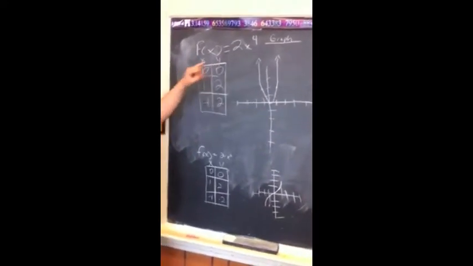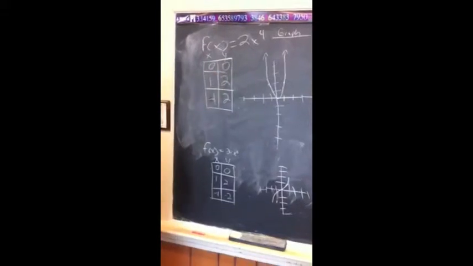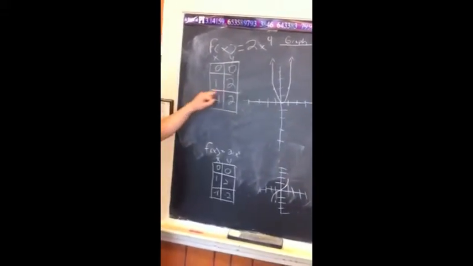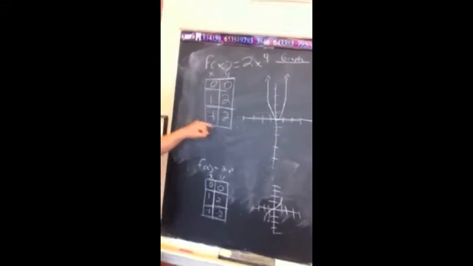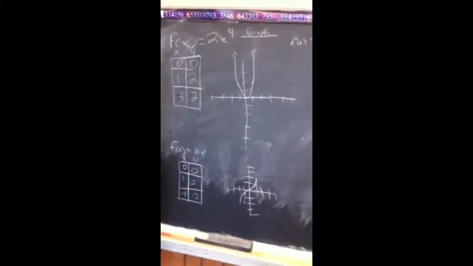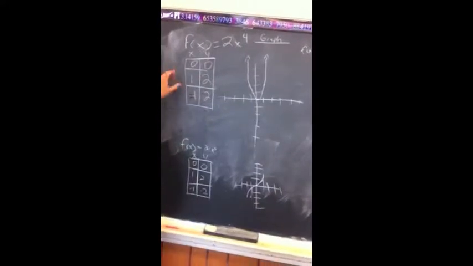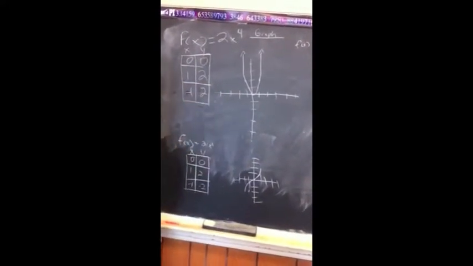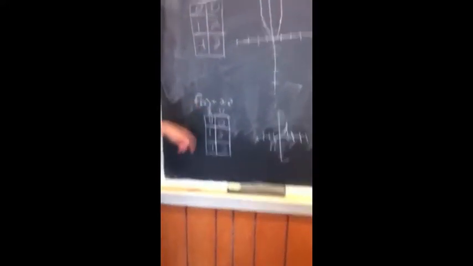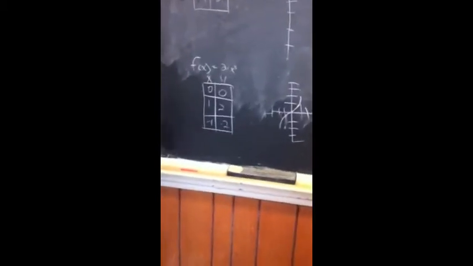you're going to get 0 for y. You plug in 1 for x, you're going to get 2 for y. You plug in negative 1 for x, you're going to get 2 again for y. And the graph will look something like this after you put each of these points in the graph.